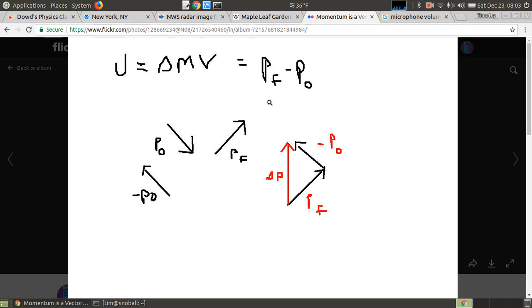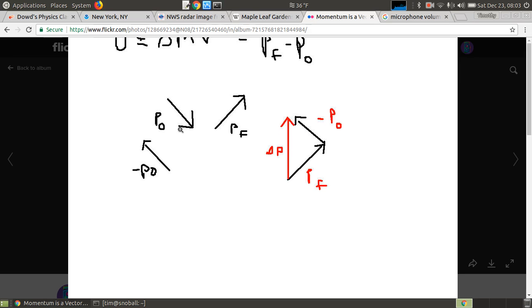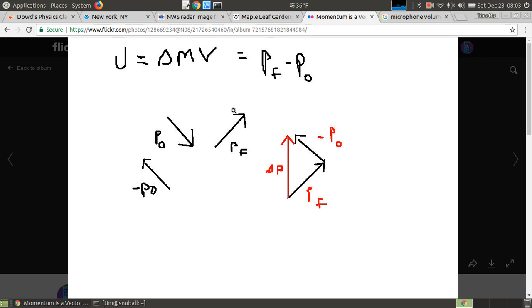Alright, so I want to talk about how we handle momentum in two dimensions. Let's just look at a graphical representation first. Let's say we have a ball that's coming into a table with a momentum P0. It bounces off the table at an angle and leaves with a momentum PF. What direction has the impulse been there? Well, we have to find this using vector math.